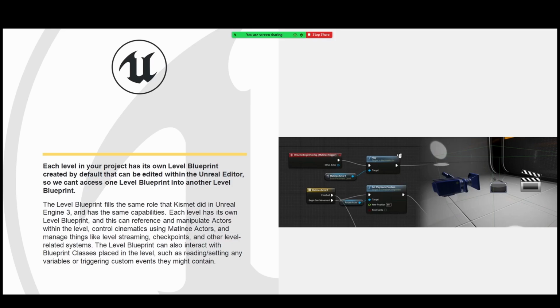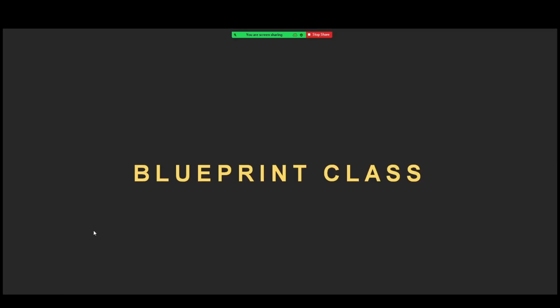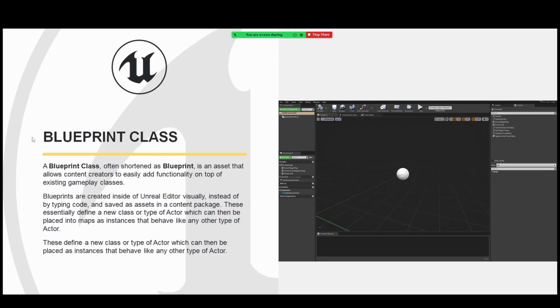Now coming to the blueprint class. It is often shortened as blueprint. When I say blueprint class, I can say it like blueprints. It is an asset that allows content creators to easily add functionality on top of existing gameplay classes. And you are creating it inside Unreal Editor only, like I said, visual scripting instead of typing code.